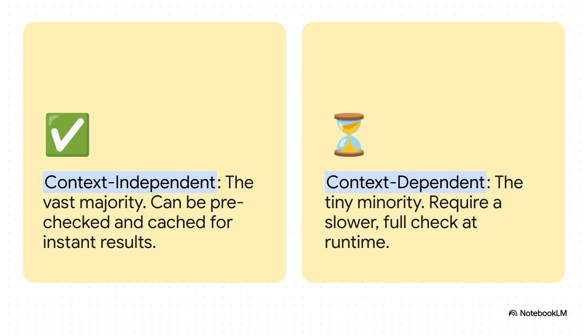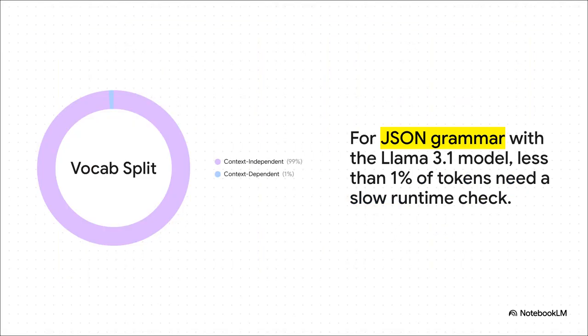Then, in the other bucket, you have the few, tricky, context-dependent tokens. These are the only ones that need that slow, careful check during generation. And when you look at the numbers for a really common task, like generating JSON, it is just wild. It turns out that over 99% of the entire vocabulary falls into that easy-to-check, pre-computable category. Less than 1% of all possible tokens actually need that slow runtime check. XGrammar basically tells the system, hey, just ignore that 99% and focus on the tiny little slice that actually matters.